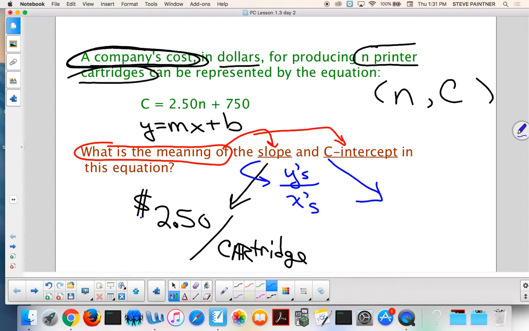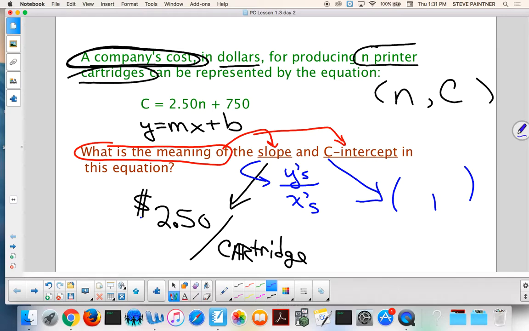C-intercept. That's because instead of y, they use what? C. So that's the C-intercept. Tell me what it means. Somebody raise your hand. Yeah, go ahead, anyone. Naomi. That's the price of one cartridge.